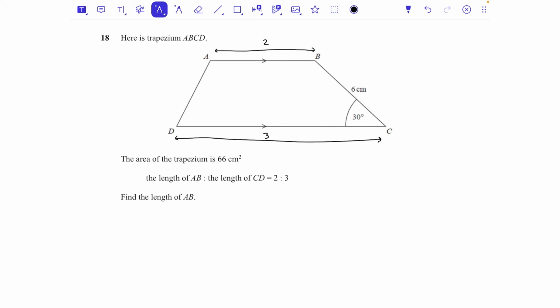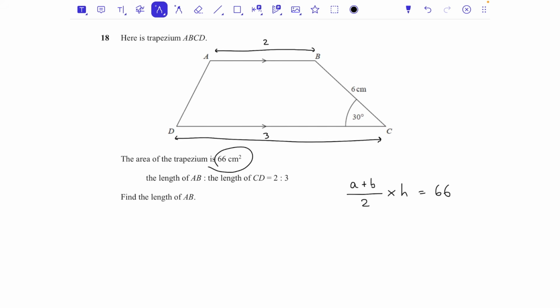For the area of a trapezium, it's A plus B, which are the 2 different widths, the parallel sides, divided by 2 times the height. That's how we work out the area of a trapezium, and we know that it equals 66 because they're telling us that the area is 66.